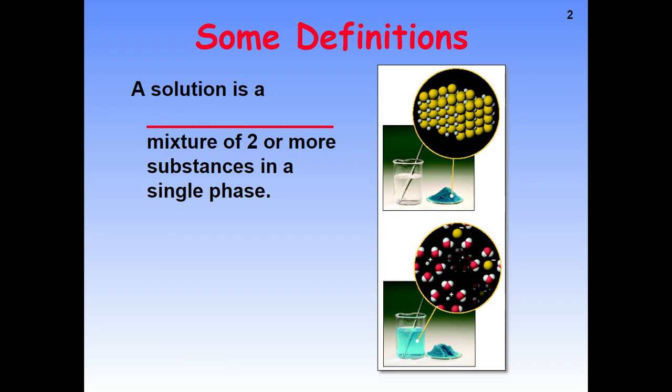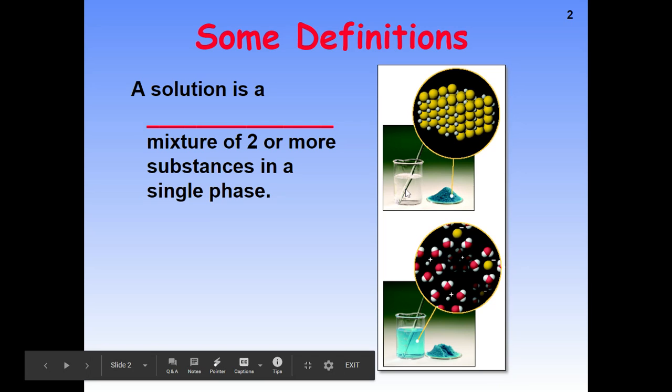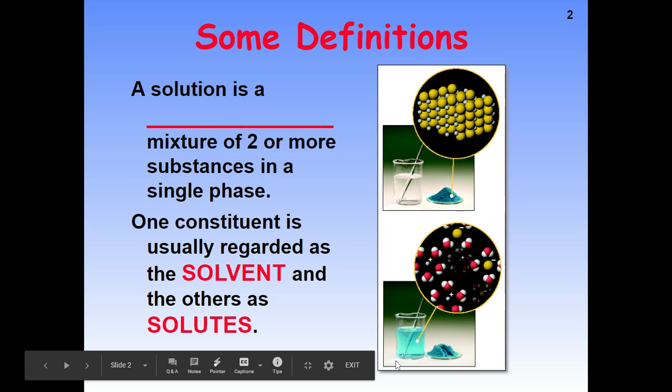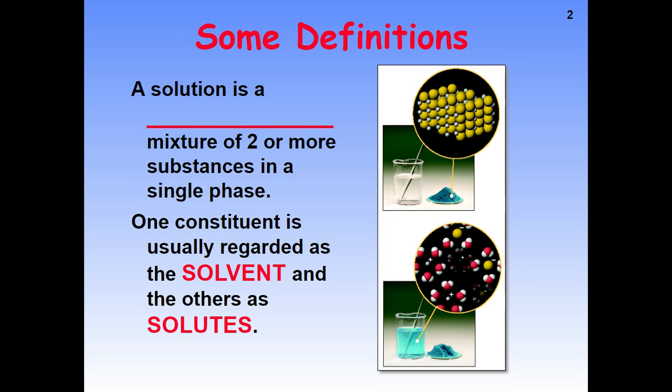But what are some definitions we may not know? A solution is made of two or more substances. And so right here, you can see the two substances separated out. Those two substances are a solute, which is what dissolves, and a solvent, which dissolves the solute. So water is a universal solvent. And so what are some characteristics that make that a solution?